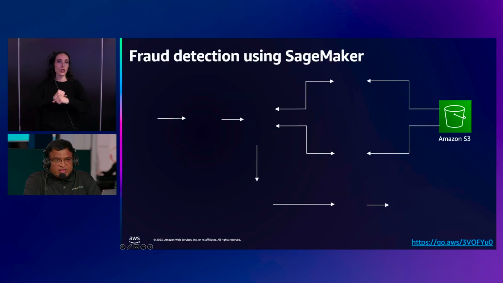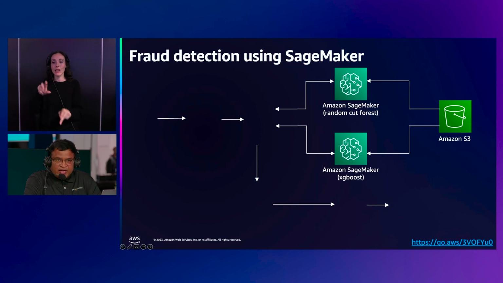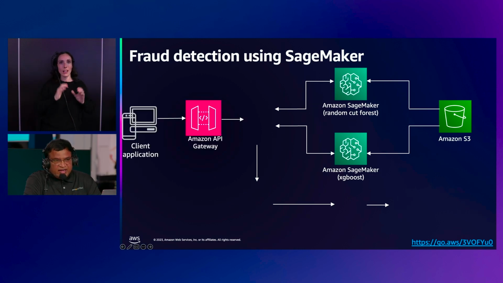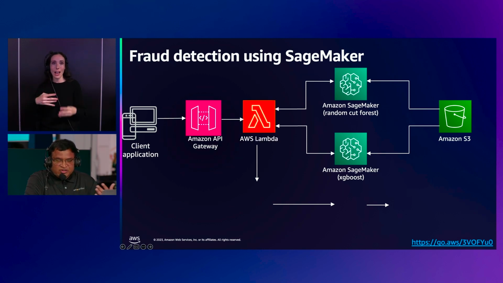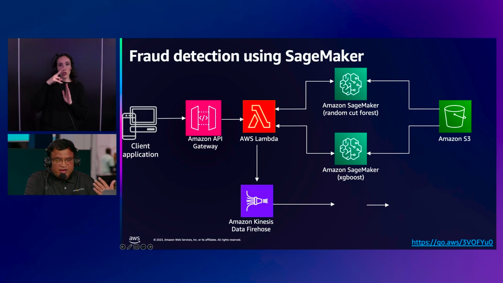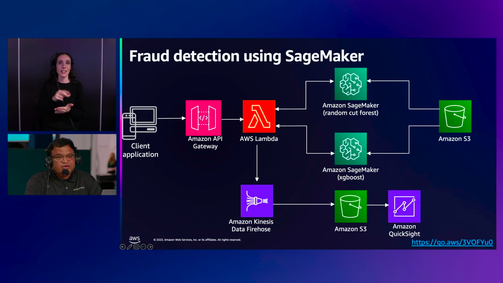Same thing you can do with Amazon SageMaker. Amazon SageMaker comes with built-in algorithms. In S3, you bring the training data and then use XGBoost and Random Cut Forest. And then once the model is ready, again, send the request to Amazon API Gateway. And then Lambda is going to read the model, and then it will give you the risk score. And then you can collect the data. And then, again, same thing, you can do it here.